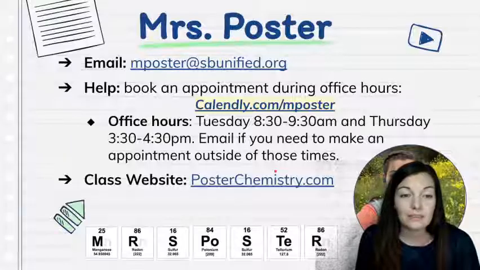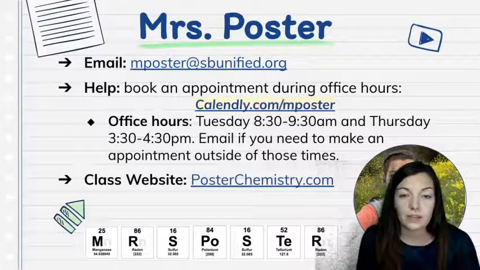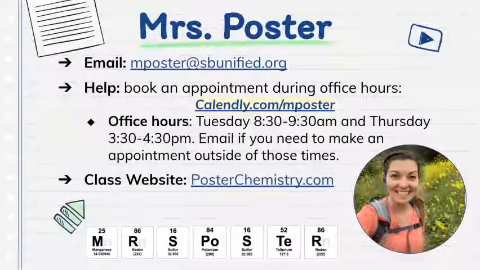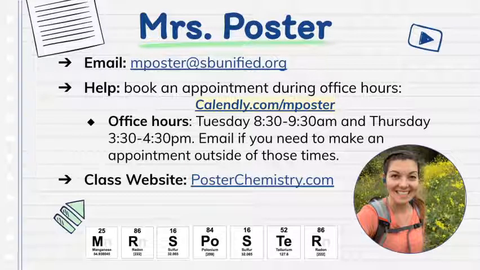A little about me. Let me hide my face so that we can see the picture. The easiest way to reach me is through my email, mposter@sbunified.org. If you just type poster into your school email, it'll pop up for you. My office hours are Tuesday from 8:30 to 9:30 in the morning and Thursday from 3:30 to 4:30. If those times don't work for you, the Calendly link only gives 15-minute slots. Give me an email, send me a NEO message. We can find a time that works.